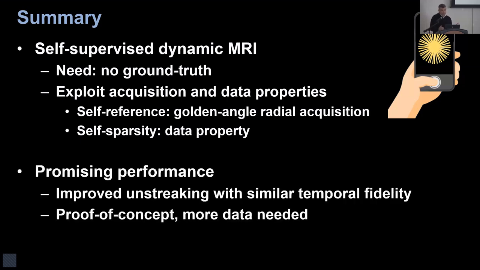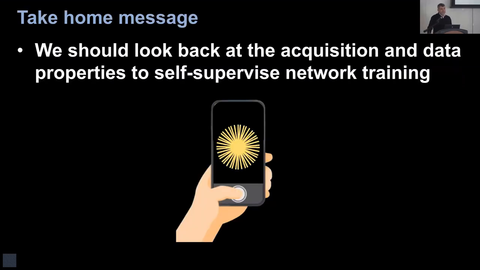And so it's starting to show promising performance, particularly for improved unstreaking, which is still a problem in radial imaging. So, still a proof of concept, and we're going to continue working in this direction, right? And I think the take-home message for the audience here is let's try to take a look at how we are acquiring the data and what are the properties of the data, and that probably can help us to self-supervise a network.